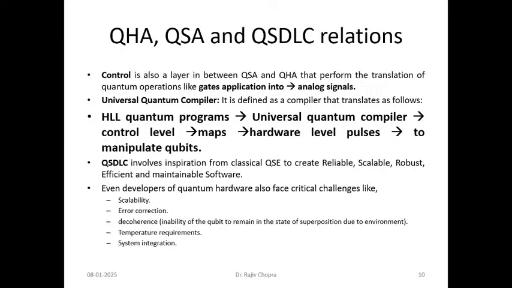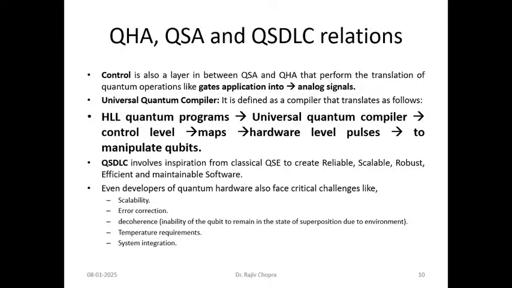Then the Universal Quantum Compiler does the following translation. With the help of this chart, we can see higher level language quantum programs are converted with the help of the Universal Quantum Compiler to control level maps, then hardware level pulses, which will manipulate the qubits. So QSDLC also takes its inspiration from classical QSE to create reliable, scalable, robust, efficient, and maintainable software, which is the same as we used to have earlier.